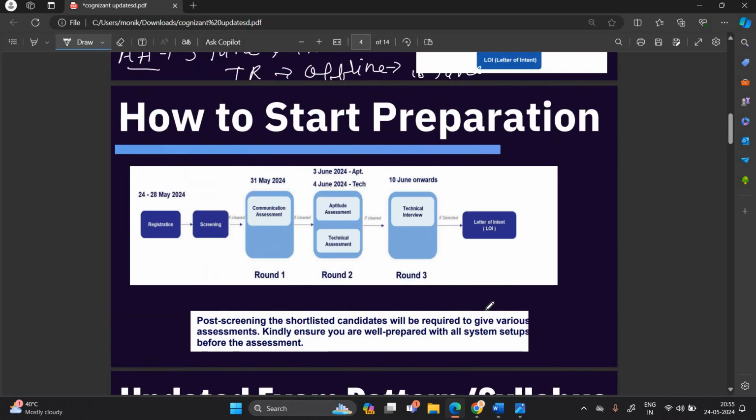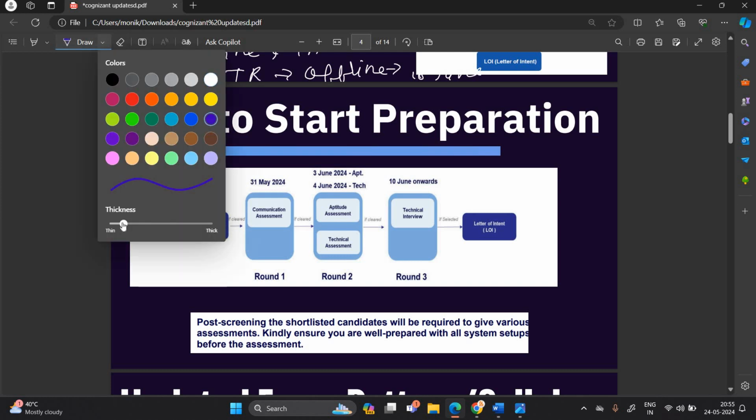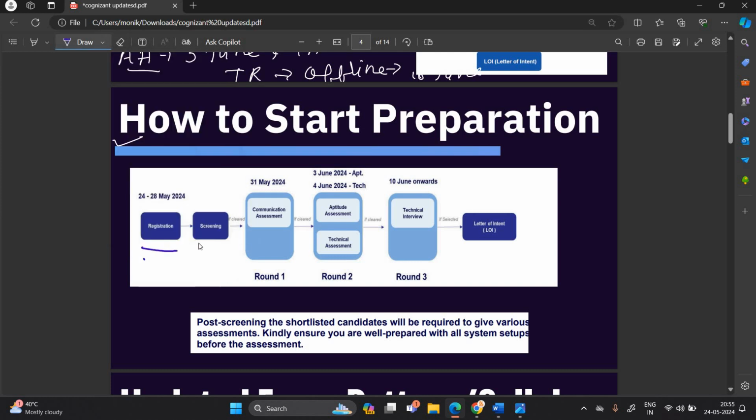So in simple steps, this is how to start preparation for Cognizant. Just see the timelines: 24 to 28 is the date of registration. There is a screening. If cleared, there is a communication assessment on 31st May 2024. So we have only 5 to 6 days. The 3rd June is the aptitude round, 4th June is the technical assessment. If you clear, there is a technical interview on 10th June, and if selected, a letter of intent, LOI. So this is round 1, round 2 and round 3.